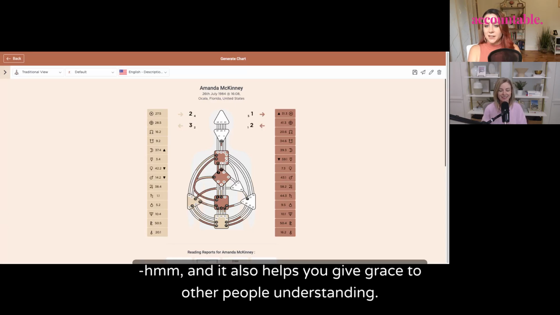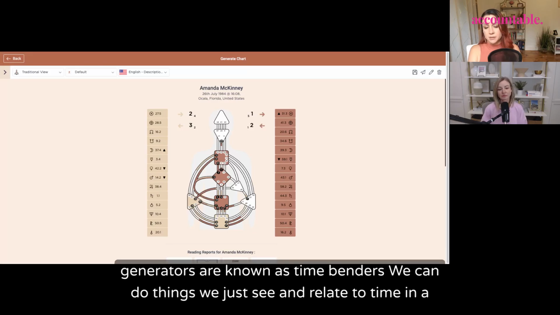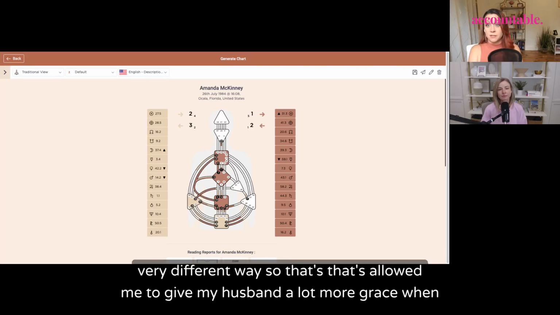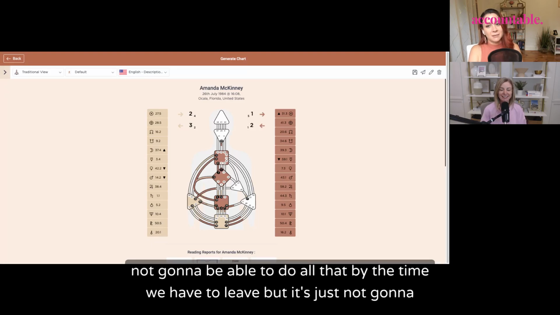And it also helps you give grace to other people, understanding they're just not designed that way. Especially when it comes to time management. Manifesting generators are known as time benders. We can do things, we just see and relate to time in a very different way. So that's allowed me to give my husband a lot more grace when it comes to personal and home and kids and the way he sees time. I'm like, yeah, we're not going to be able to do all that by the time we have to leave, but it's just not going to happen.